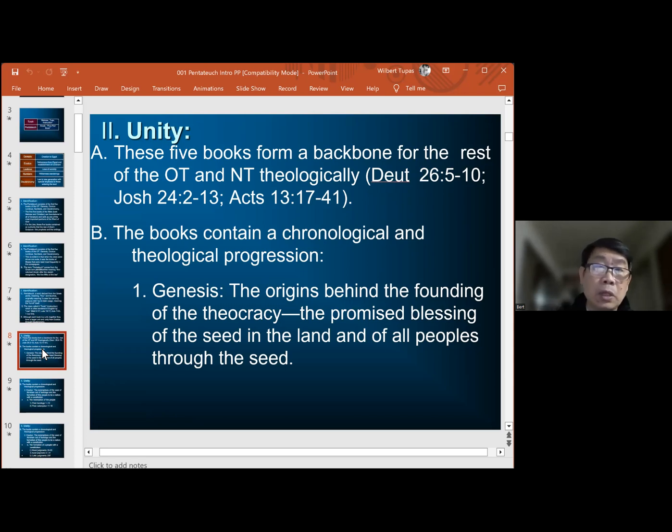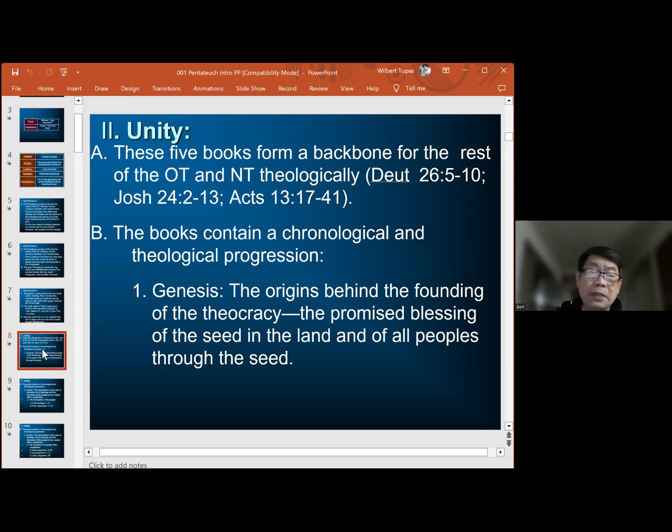We know that in the Old Testament, in Genesis, the rule was lost. But here in the Pentateuch, especially in Exodus to Deuteronomy, God reestablished the rule of theocracy, the authority of God. So Genesis, the origins, begins the founding of theocracy.